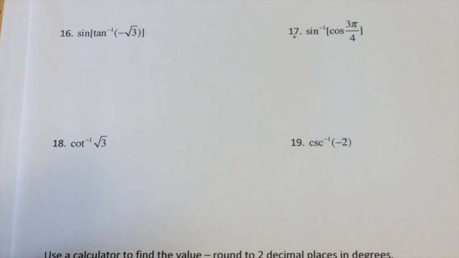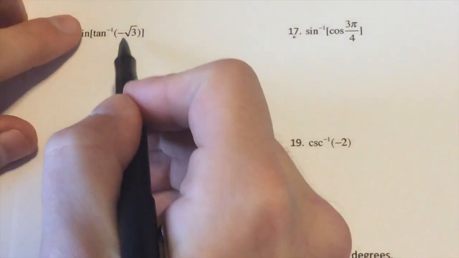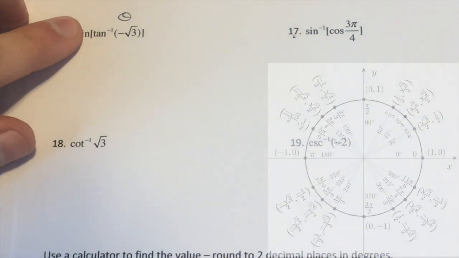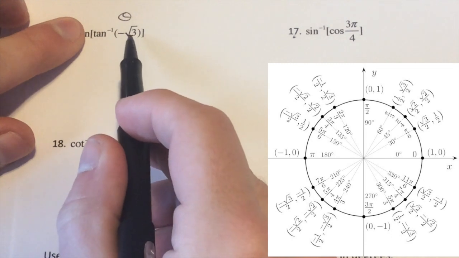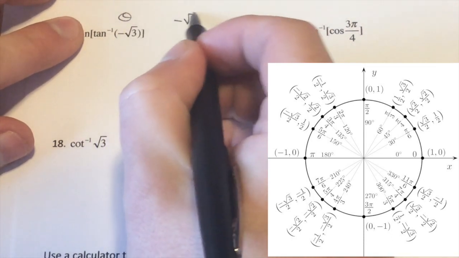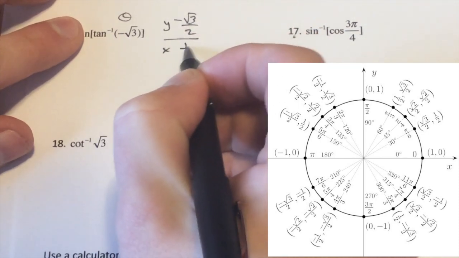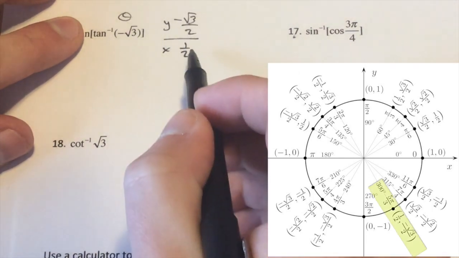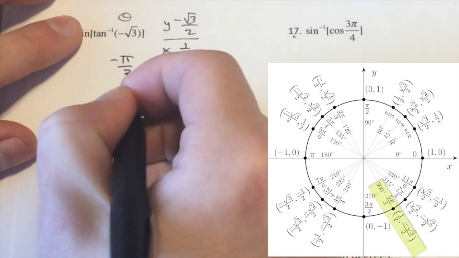All right, so we're on the second page. We're going to finish up finding the exact value for these. So let's start with our inside. That's an angle question. So we're saying, at what angle is tangent negative root 3? That means I want my y value to be negative root 3 over 2. That's my y. And I want my x value to be 1/2. The only place where that's the case is negative pi over 3.